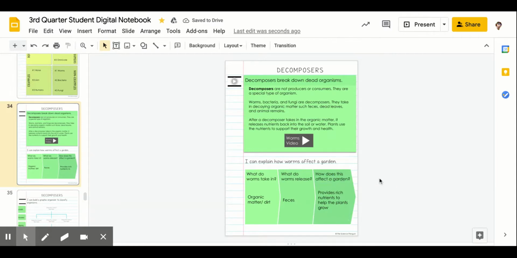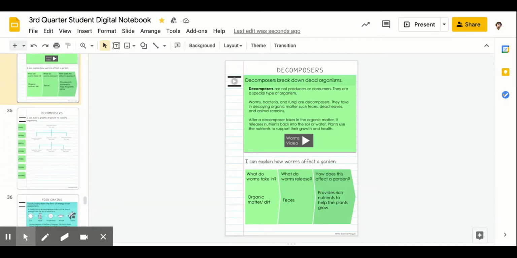So if you've ever gone to Home Depot or Lowe's and you've bought fertilizer and things like that, a lot of times they'll have either animal, worm, whatever kind of feces in order to put into gardens because they're actually really, really, really rich with nutrients, and it can help our plants thrive in their environment.